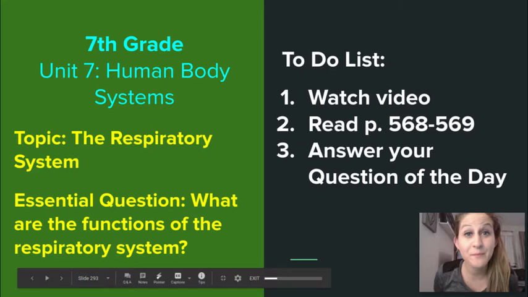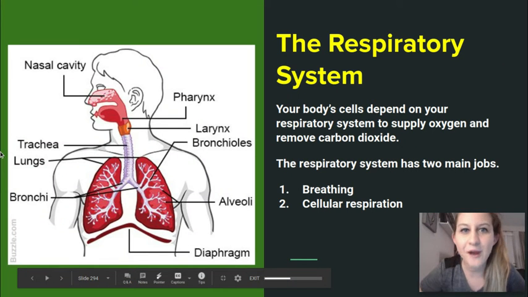Today's topic is the respiratory system. Your essential question for today says, what are the functions of the respiratory system? So let's go ahead and get started. Let's start off by talking about what the respiratory system is.